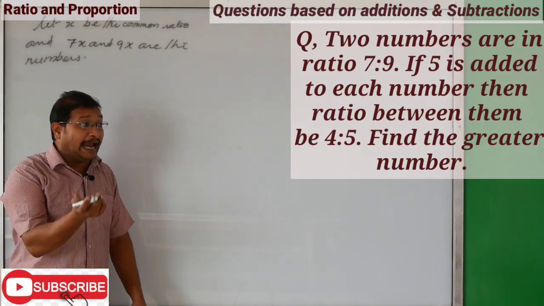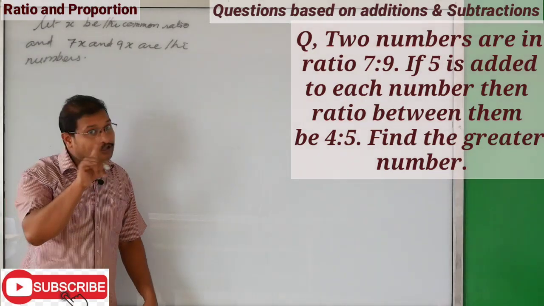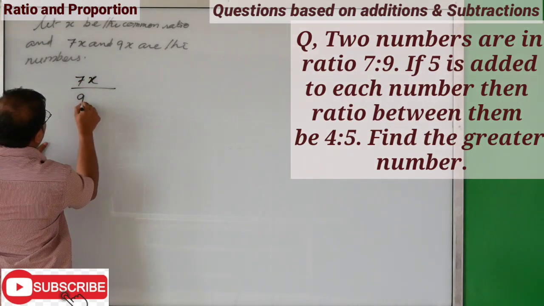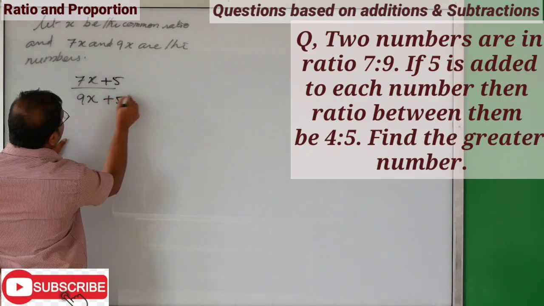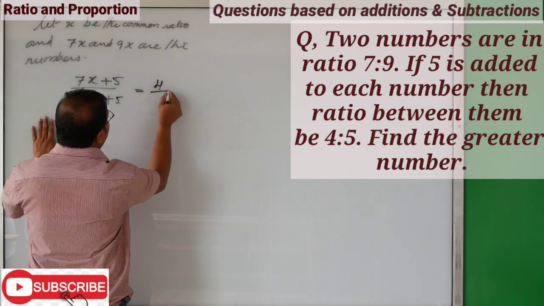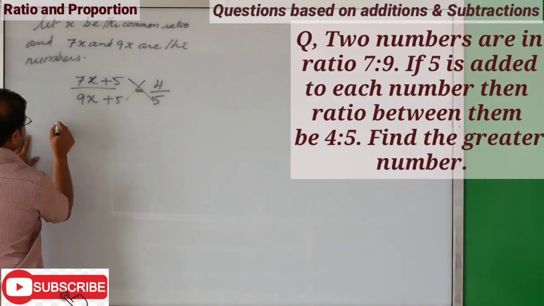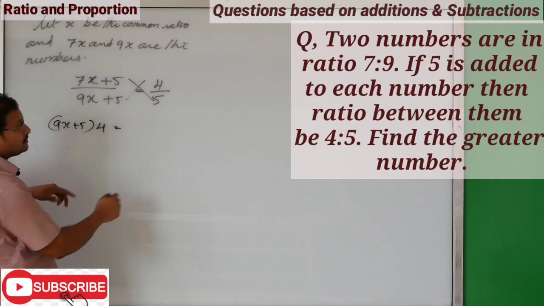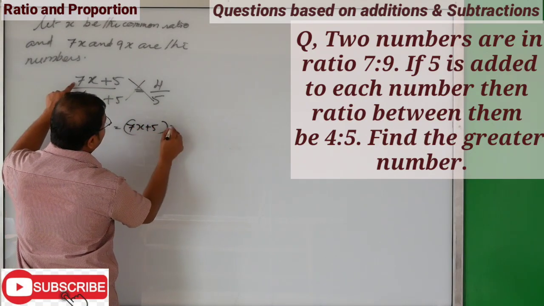Now what will happen? If 5 is added to the numbers, then the ratio will convert into 4:5. That means 7x and 9x are the two numbers. If you add 5 to each term, what will happen? The ratio will convert into 4:5, that means 4 by 5. Cross multiply. So what will happen? This will write first. That means 9x plus 5 into 4 equals this, 7x plus 5 into 5.